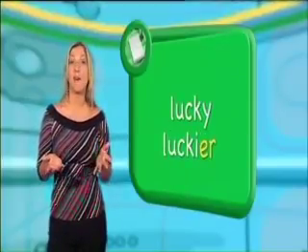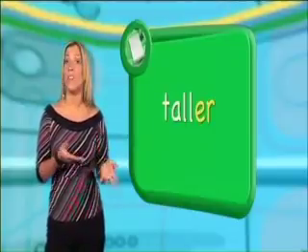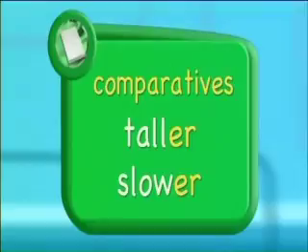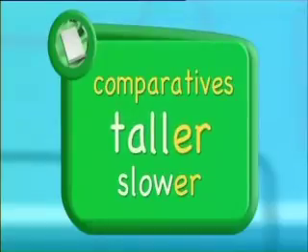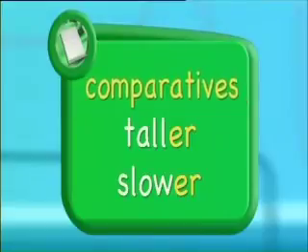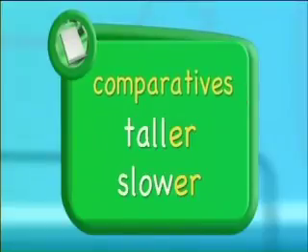Sometimes when we describe things, we compare them to other items. As in, Derek is taller than Tony, or this bus is slower than this car. The words we use to compare items, like taller and slower, are called comparatives. As you can see, when comparing two things, each of these words ends in "-er".